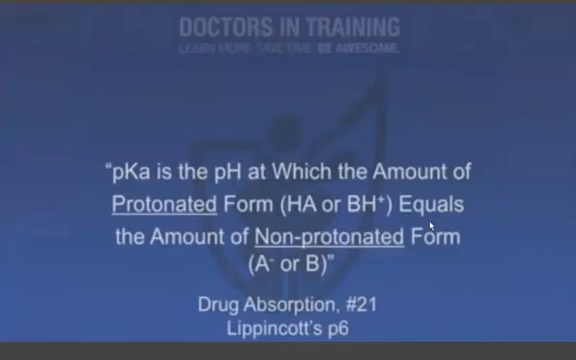So we have to talk a little bit about the pKa, which is found on page 6 of Lippincott. The pKa is the acid dissociation constant. Each individual drug has its own pKa, and you can go look those pKa values up. The pKa is defined as the pH at which the amount of the protonated form of the drug equals the amount of the unprotonated, or non-protonated, form of the drug. So basically the pKa tells us how strongly acidic or basic that drug is.